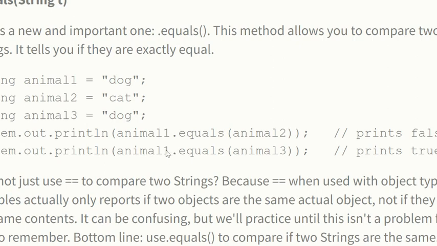And you just do the first variable, in this case, animal1 dot equals, and then put animal2 inside the parentheses. And if animal 1 and animal 2 were the same, it would say true, but in this case, it's dog and cat, so it prints false. But see, animal 1 and animal 3 are both dog, so if we did animal 1 dot equals animal 3, we'd get a true.